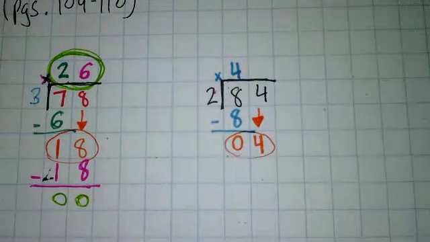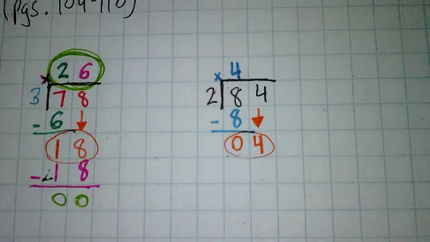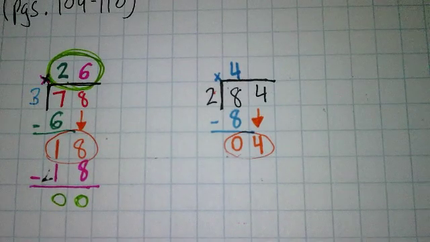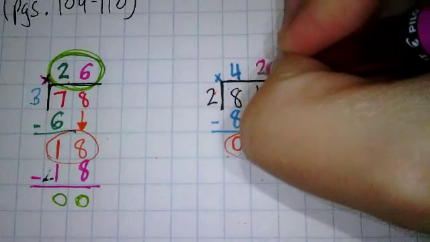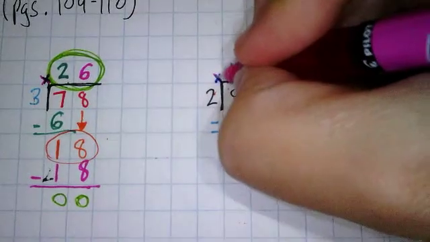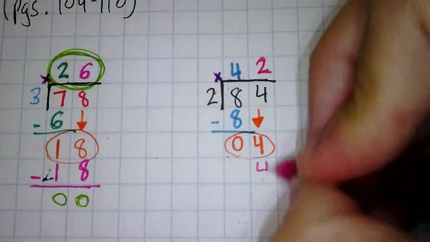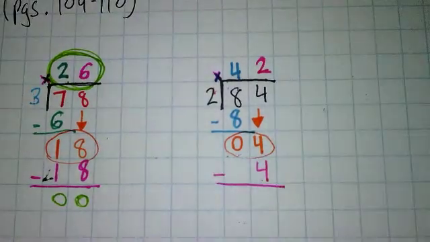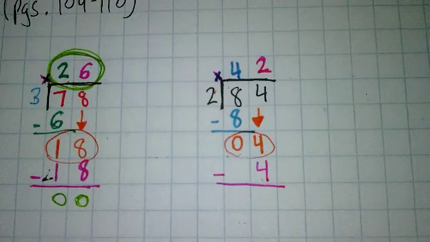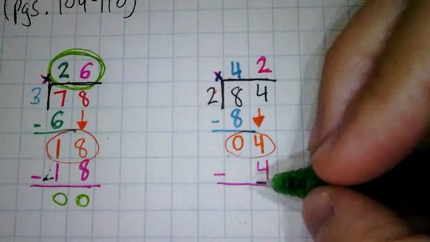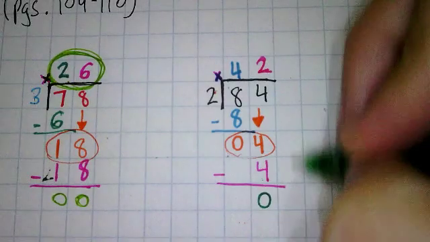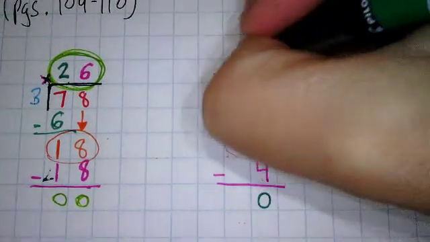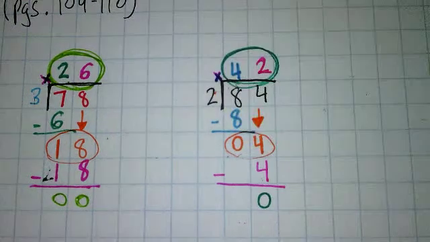This is my new number that I'm dealing with here. How many times does 2 go into 4 without going over? Angelina? 2 times, she says. Angelina, what is 2 times 2? 4. And then I can subtract. And when I subtract, what do I get? 0. Do I have anything else to bring down over here? No. So my answer is 42, remainder 0.